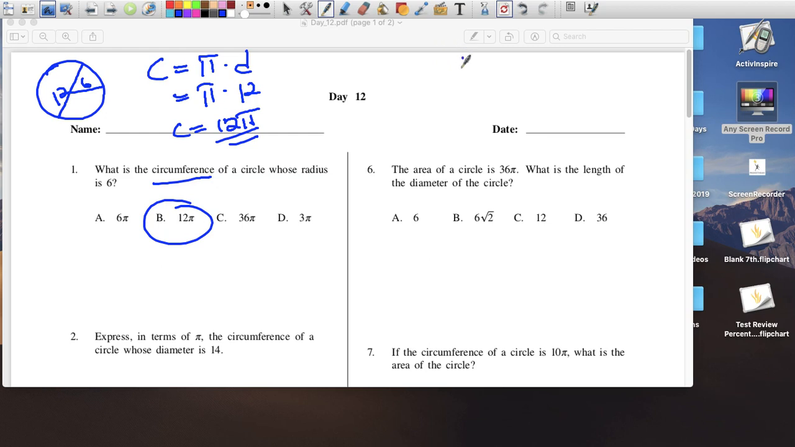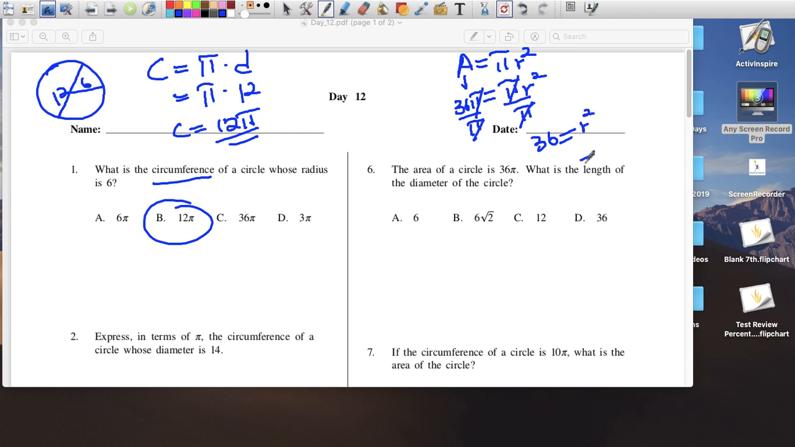Area of a circle, hopefully by this day, we would have taken care of area. Area is pi r squared. The area of a circle is 36 pi. What is the length of the diameter? So we're looking for the diameter. 36 pi, I substitute over here, because we're given this, and then pi r squared over here. One thing we have to do is divide both sides by pi, so these cancel out, and we're left with 36 equals r squared.